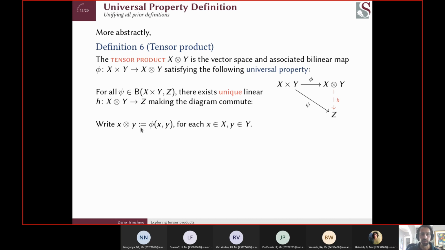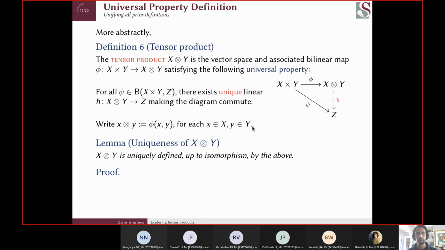And of course, we can just write, yeah, that's what I said. Phi is the map sending x comma y to x tensor y. Now, what's really cool about this definition, and this is general for all definitions like this in terms of universal properties, is that it defines the tensor product uniquely up to isomorphism. So how do we show that?